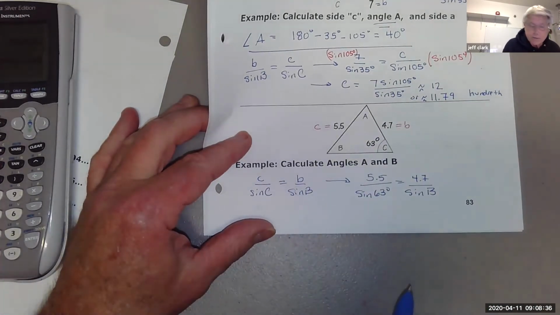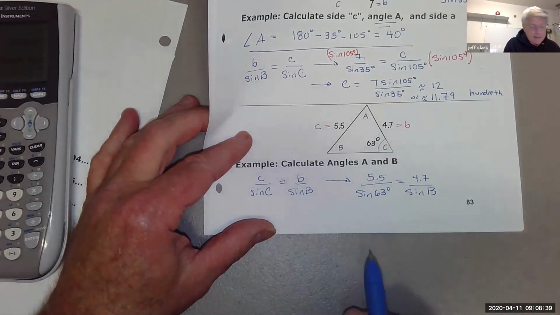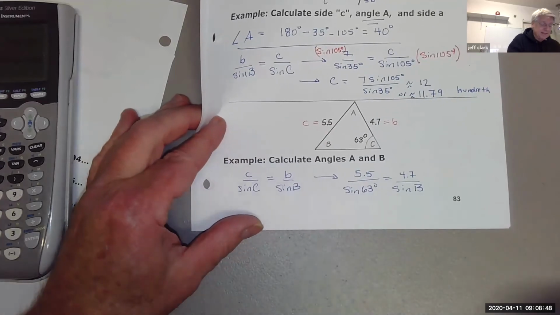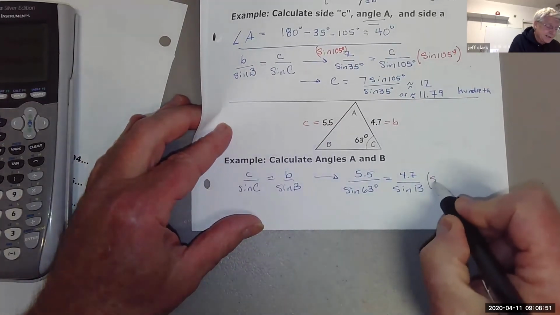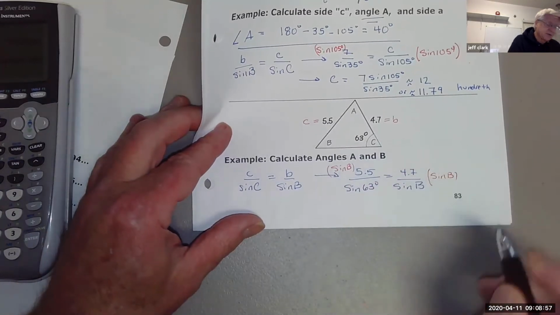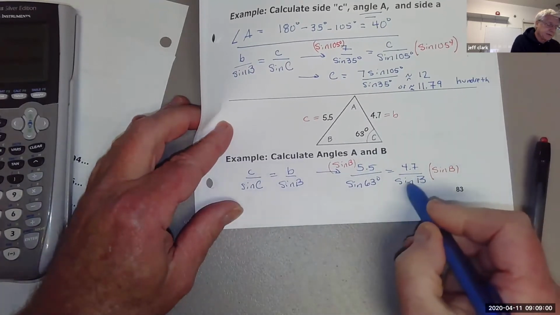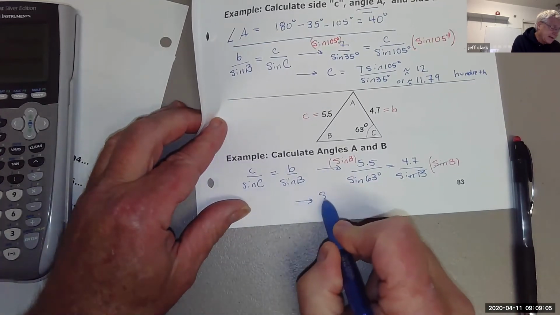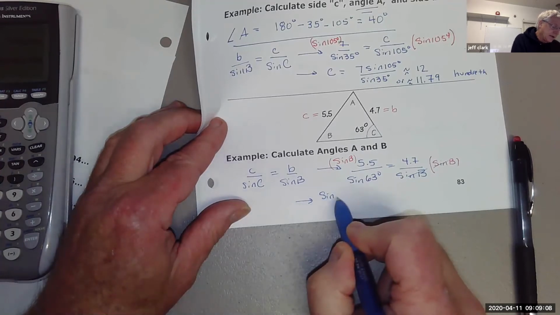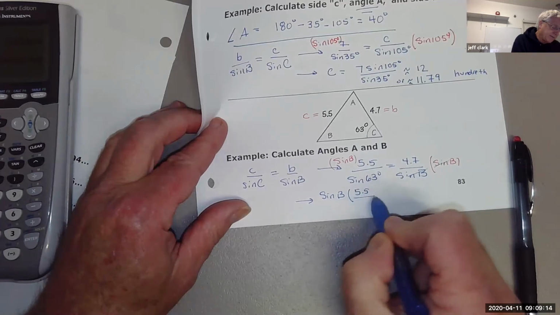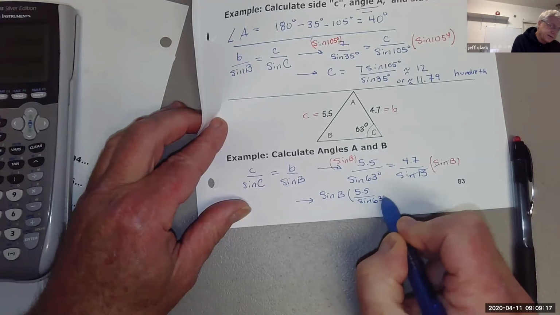So now a little bit of algebra. Okay, here's a thing that might have been nice. If these were flip-flopped, reciprocal, it would have been a little easier, but I can still do the algebra. Still not going to hurt me. Watch this. Both sides. So it gets rid of this one, and it moves the sine B to the top. So that means I've got sine B, and this is 5.5 over sine 63 degrees.